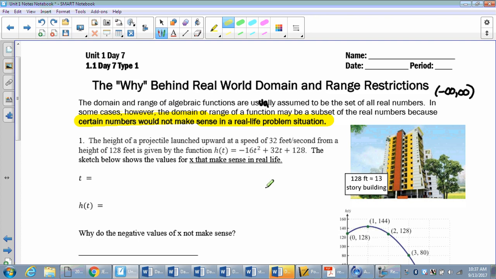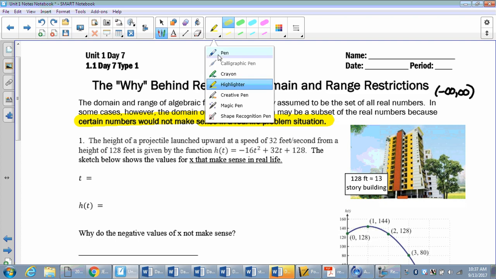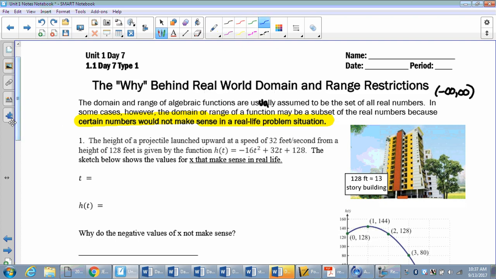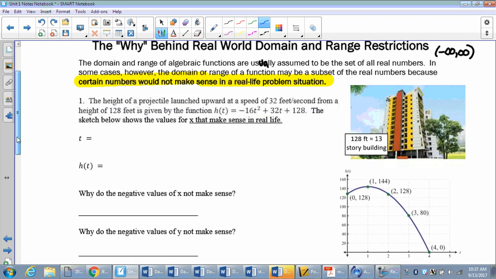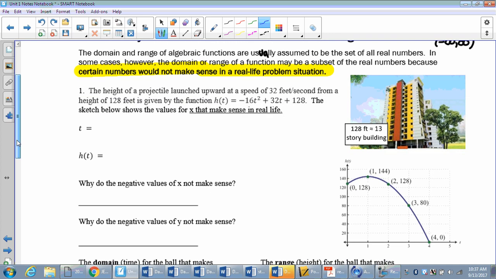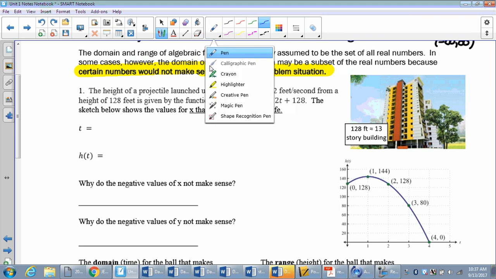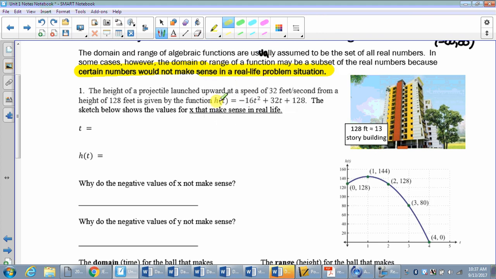And we're going to explore what that means by looking at two real-world scenarios for today's notes. Number one, the height of a projectile launched upward at a speed of 32 feet per second from a height of 128 feet is given by this function. So as soon as I see that I'm given a function, we're going to highlight it. The sketch below shows the values for x that make sense in real life.